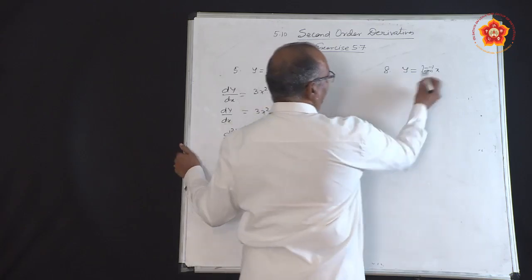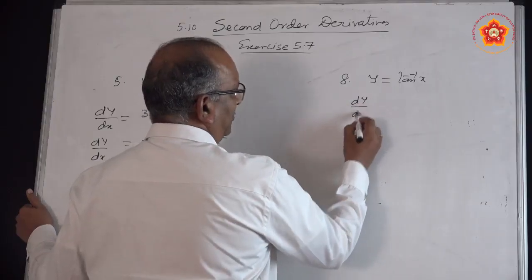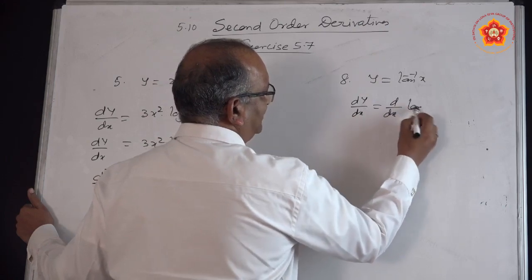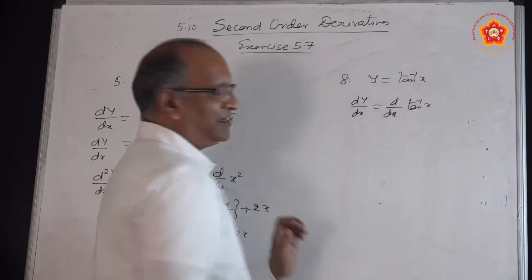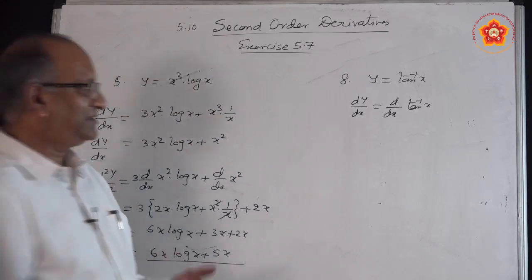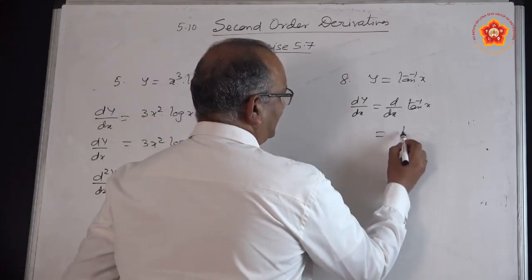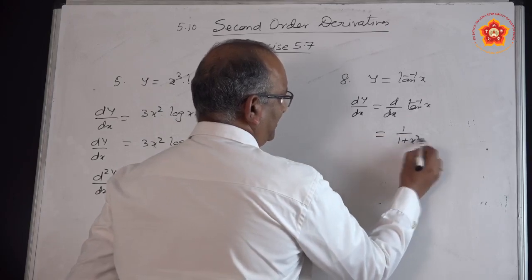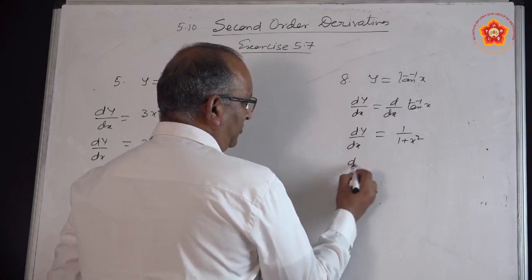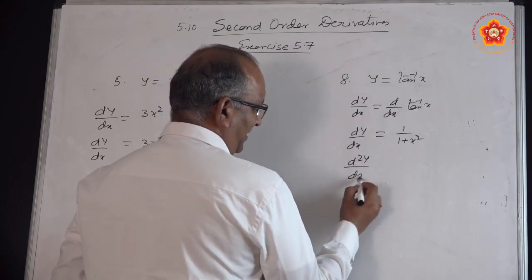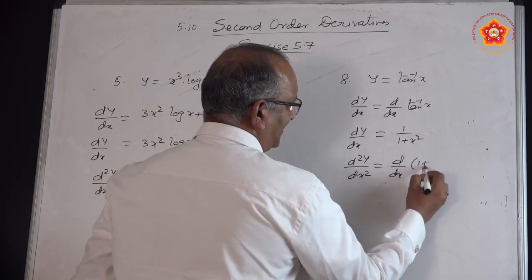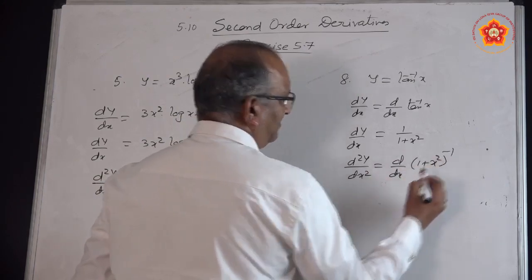If you differentiate for the first time, we know that we have a formula for derivative of tan inverse x. You don't need to make any effort. What is the derivative of tan inverse x? 1 by 1 plus x square. So the answer is 1 by 1 plus x square. This is the first derivative. Now to find the second derivative, we will say d2y by dx square equal to d/dx of 1 plus x square to the power minus 1.